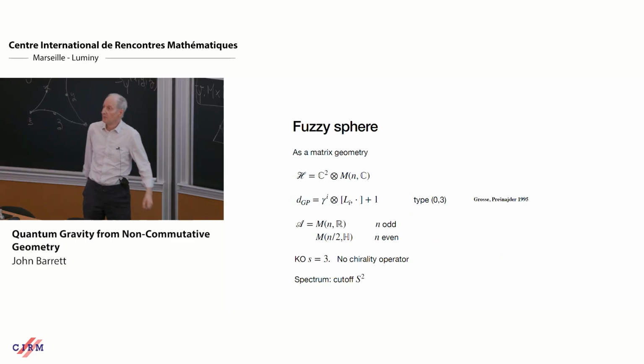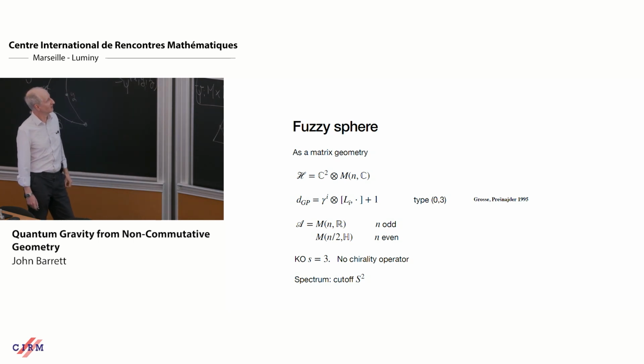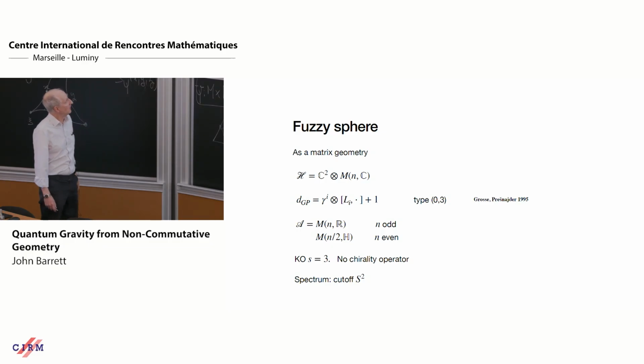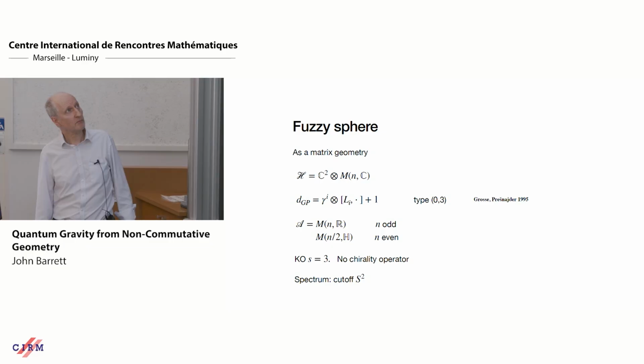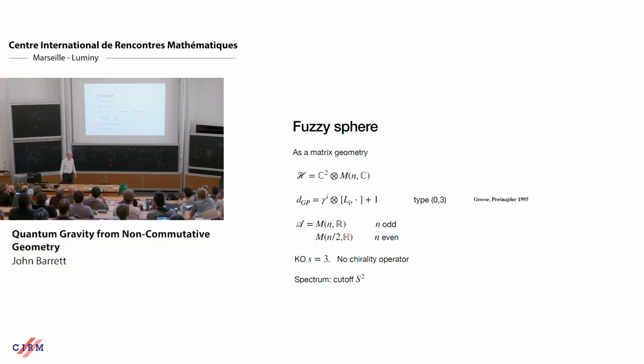So here's an example of a geometry that we all know and love. Anybody doing this kind of stuff starts with the fuzzy sphere. So here it is. The fuzzy sphere as a matrix geometry is you take two-dimensional spinors and tensor with M_N(C) as the Hilbert space. And the Dirac operator was written down by Grosse and Presnajder in 1995.